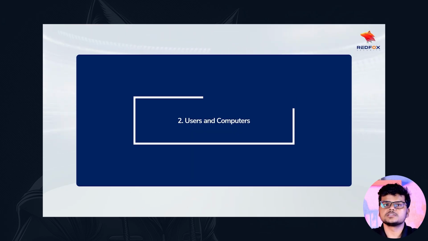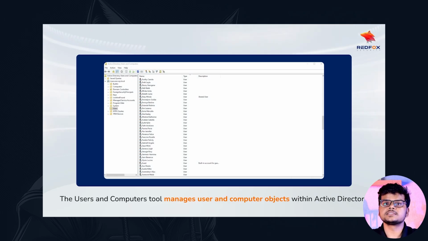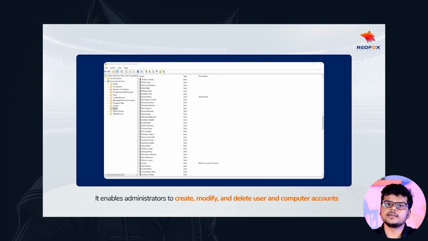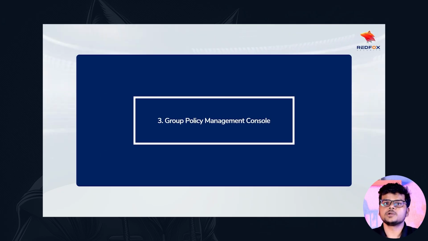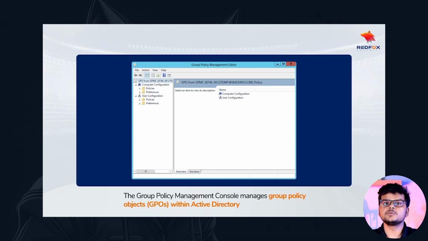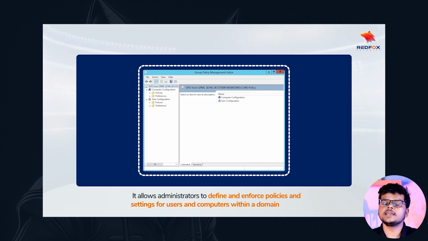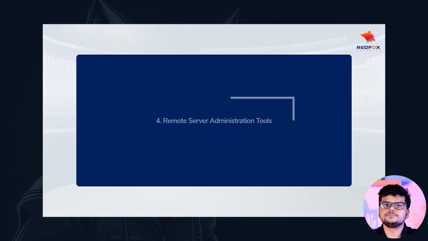Users and computers. The Users and Computers tool manages users and computer objects within Active Directory. It enables administrators to create, modify, and delete users and computer accounts. Group Policy Management Console. The Group Policy Management Console manages group policy objects within Active Directory. It allows administrators to define and enforce policies and settings for users and computers within a domain.